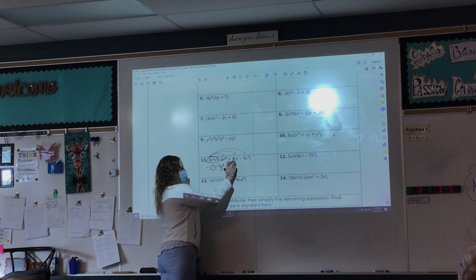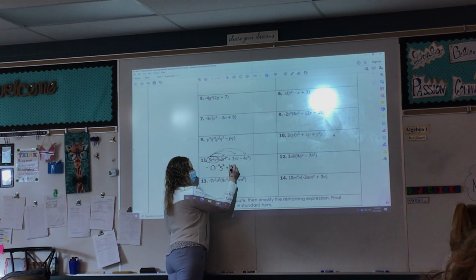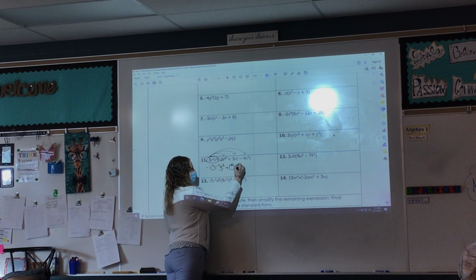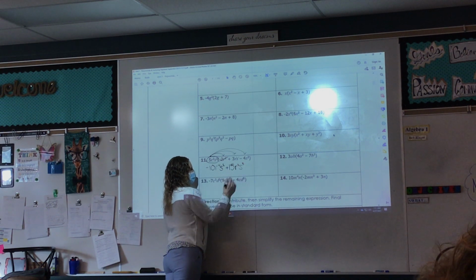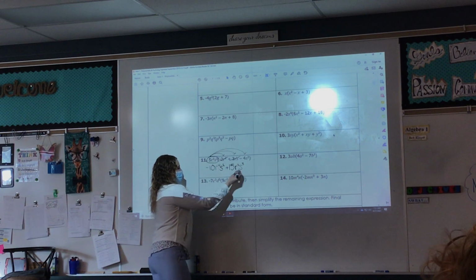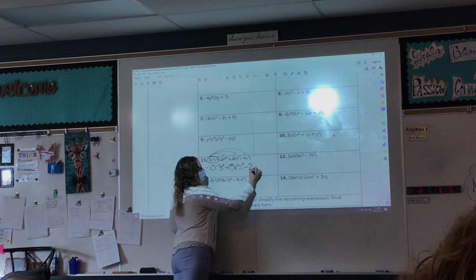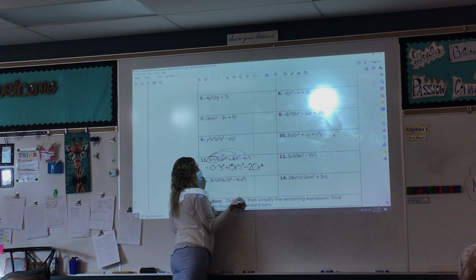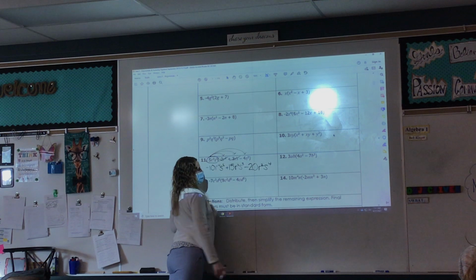Next, 5 times positive 3 would give me positive 15. I have r squared times r, which would give me r to the third. S squared times s, which gives me s cubed. All right, almost done. 5 times negative 4 is negative 20. I don't have an r over here, so I'm just going to bring down my r squared. But s squared times s squared will give me s to the fourth.